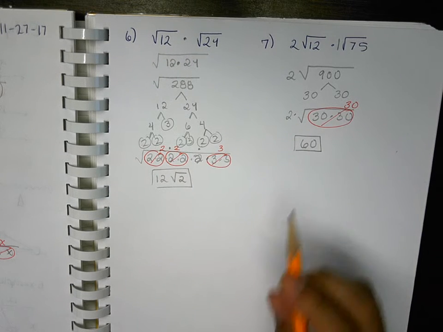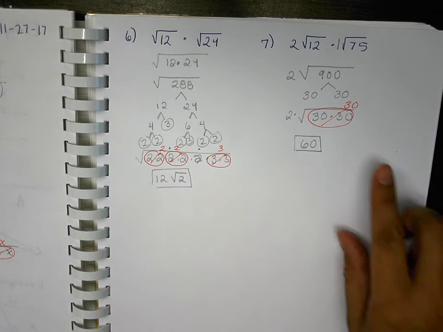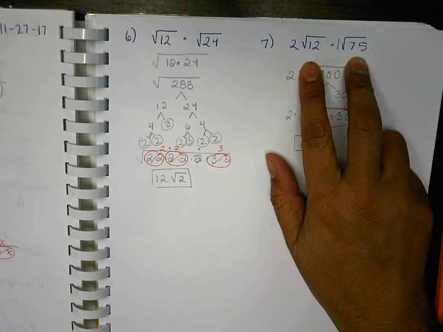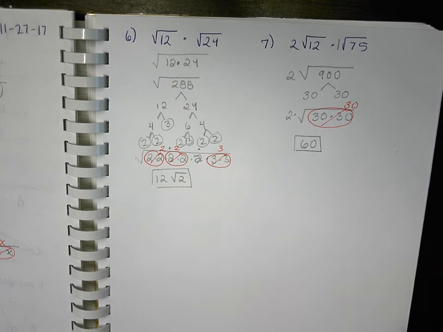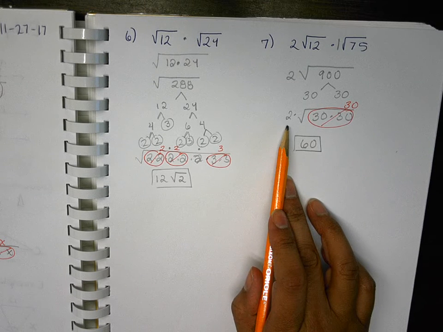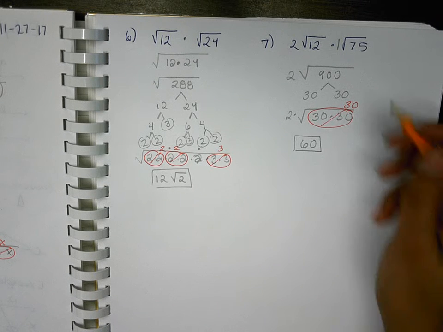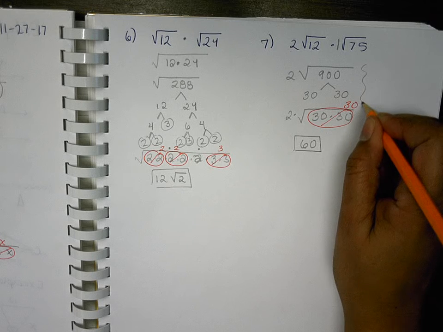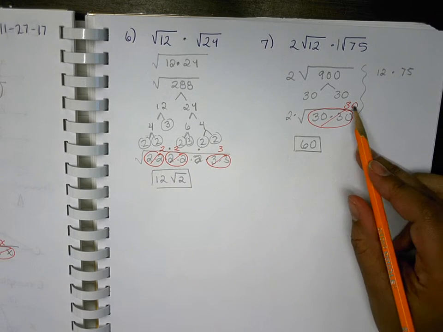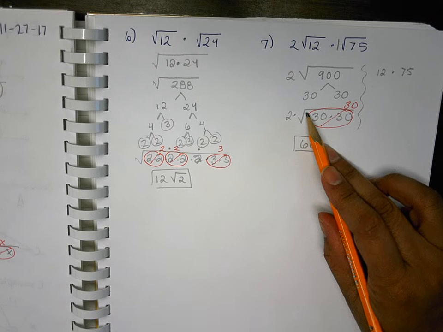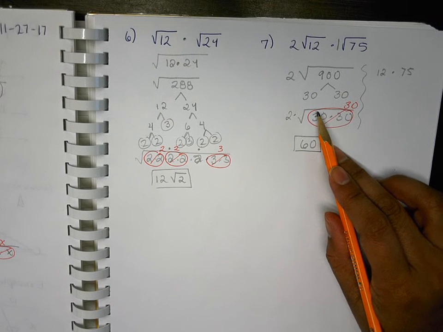Did anybody break up the 12 and 75 separately? Did you get the same answer? Wait, but I got 30. Okay, 30 and then times the 2 in the front. Oh, yeah. All right, so I'm going to do it over here. So you break up the 12. And before I break up, did anybody break up each 30, like 15 and 2, 15 and 2, and go from there? All right, we should end up in the same place at the end.